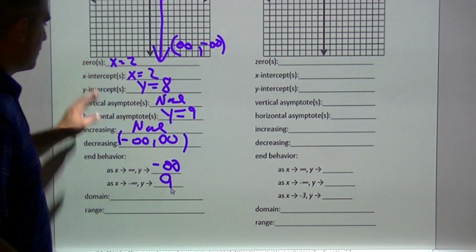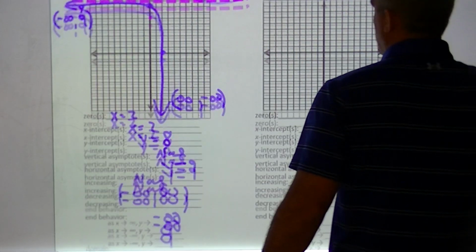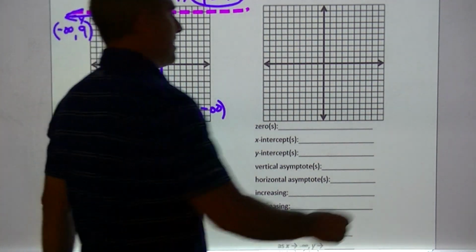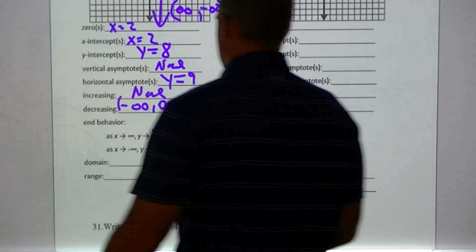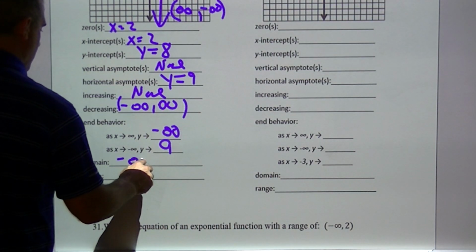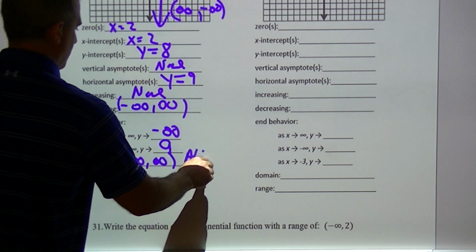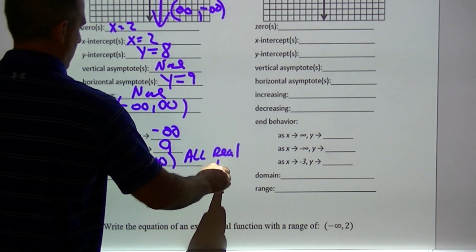Now, the domain. My smallest x value is negative infinity. My biggest is positive infinity. There's only 2 to label. All right, another word for that is all real numbers. That's all real numbers.